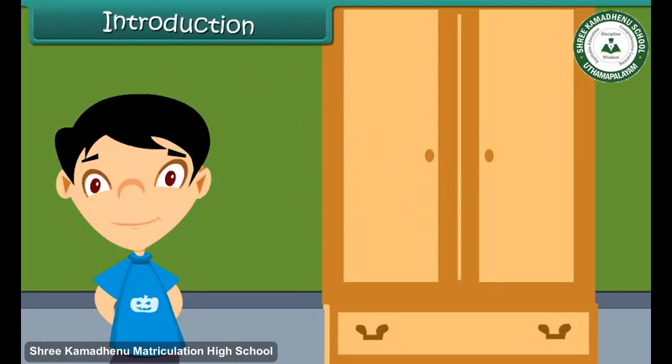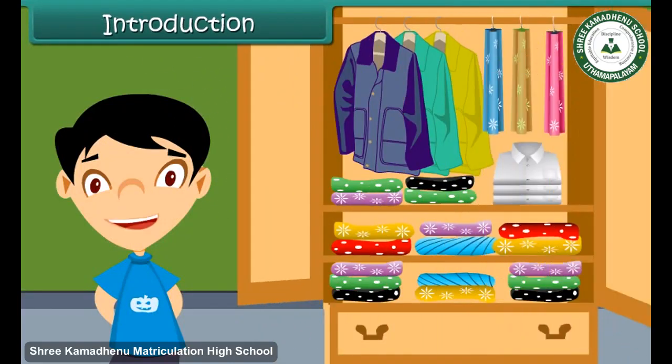Introduction. See the beautiful clothes in this wardrobe. Oh, so many varieties of clothes made of different kinds of fabric. These fabrics have different look and feel. But friends, these clothes are not easy to make. It involves a long process to make fabric from fiber. Let us discuss about it.